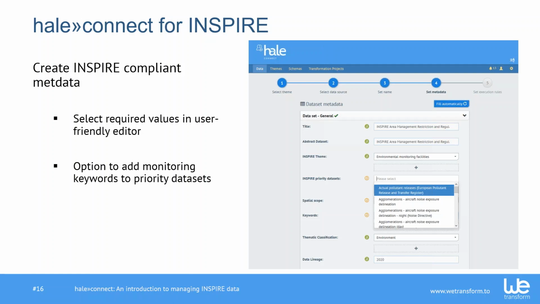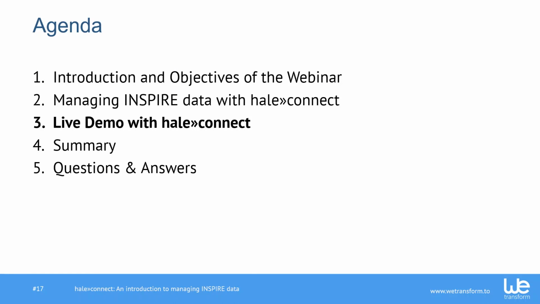We've added a few choices, for example, the Inspire priority datasets keyword dropdown. We've added the Inspire spatial scope code list as well, so that you can choose from easy to use drop-down menus the Inspire keywords that you need for compliance. And I'll show you that as well. I'm going to bring up the Hale Connect platform here.